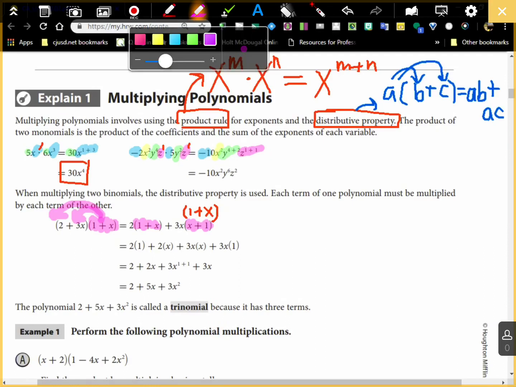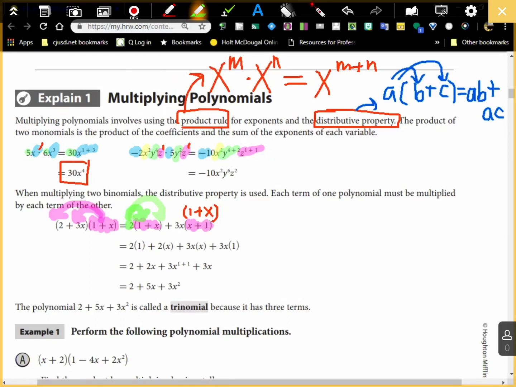So since there's still parentheses in this problem, you can go and distribute again. But this time you're taking the number on the outside and distributing in. So now it's creating a total of 4 terms that we can then reduce. So the result of that one was a trinomial. Tri means 3 terms. Okay, trinomial.